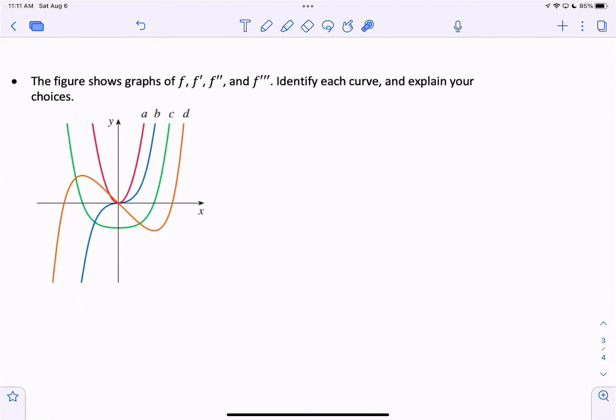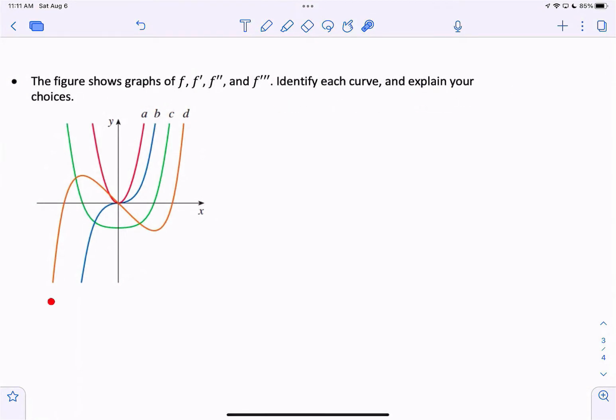Now we're going to look at this from a different perspective here. We're given four graphs. They look like they're graphs of polynomial functions labeled a, b, c, and d. And we're told that they are the graphs of a function f and some derivatives, f prime, f double prime, and f triple prime. We're to identify which is which and explain our choices.